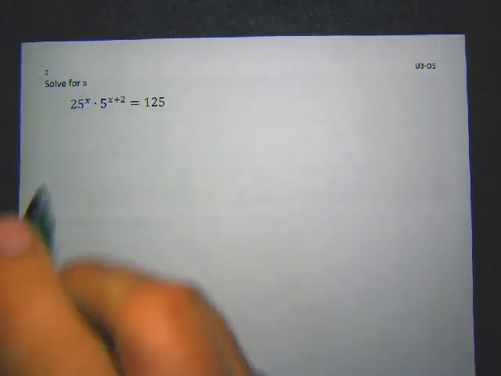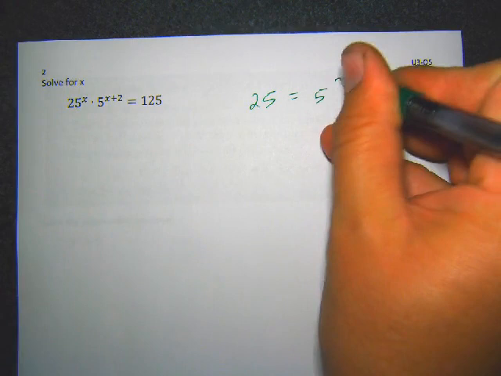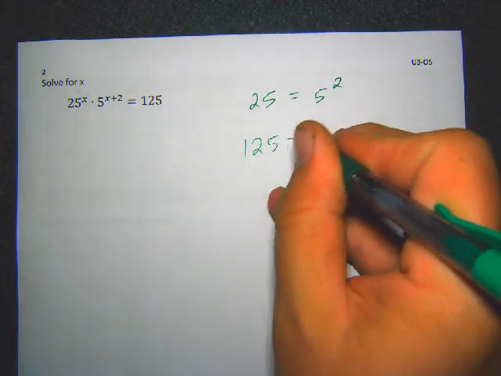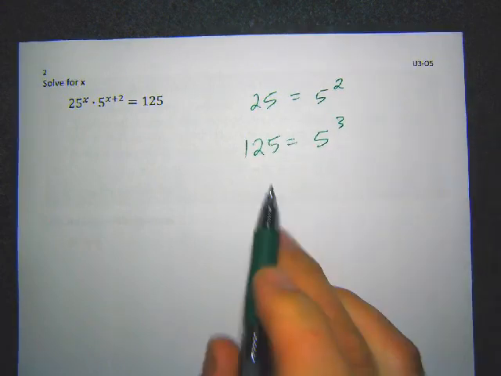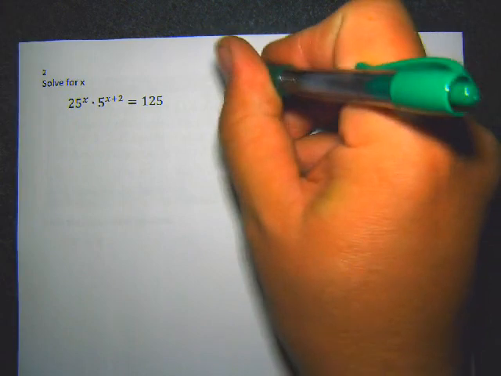This one's a little more complicated here. But notice that all 3 of these numbers, 25, 5, and 125, can all be replaced with 5 to a power. In fact, we don't have to do 5 because it already is a number. So we can replace 25 with 5 squared, because 25 is 5 times 5. And we can replace 125 with 5 cubed, because 125 is 5 times 5 is 25 times 5 is 125. So we're going to replace both of those.